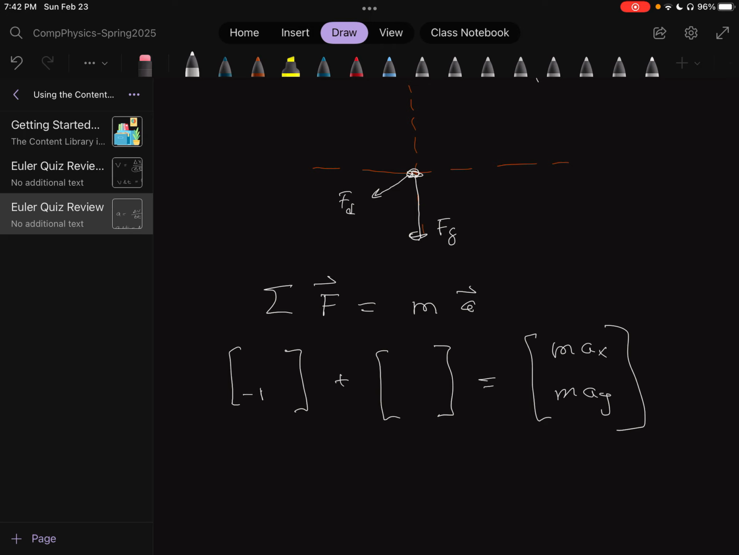And then we have minus Fg for gravity, so this is our gravity bracket, and then this would be our drag bracket. And then drag, we have minus Fdx and minus Fdy. Right, so if we were looking at Fd, that would be the x, and that would be the y.